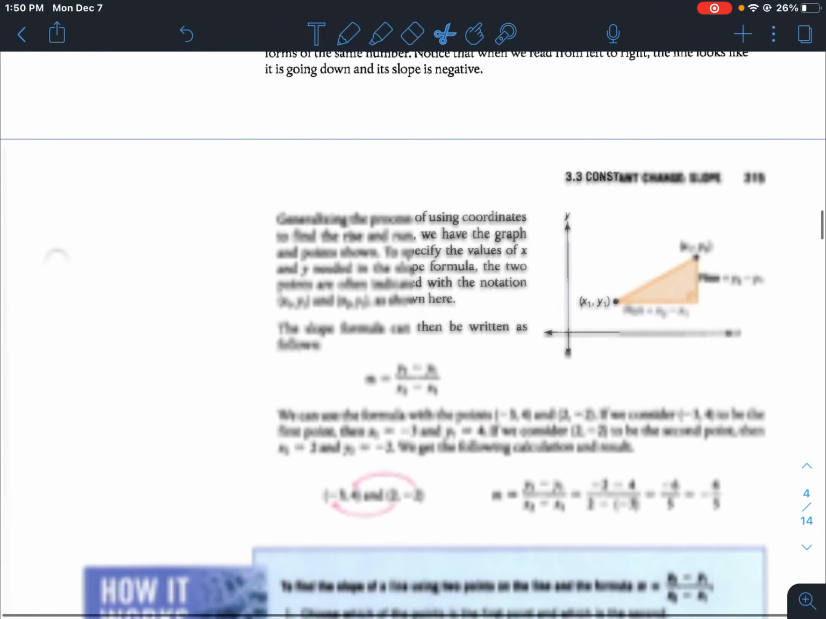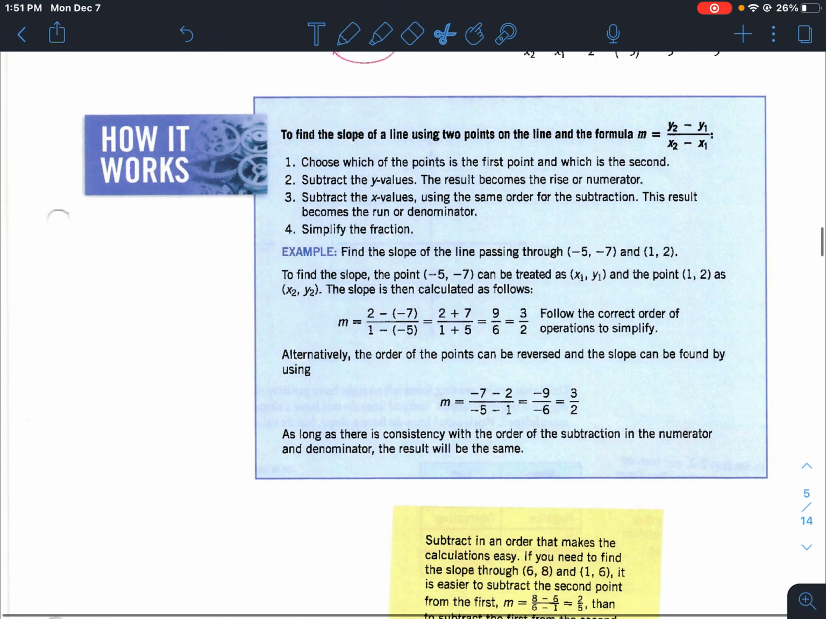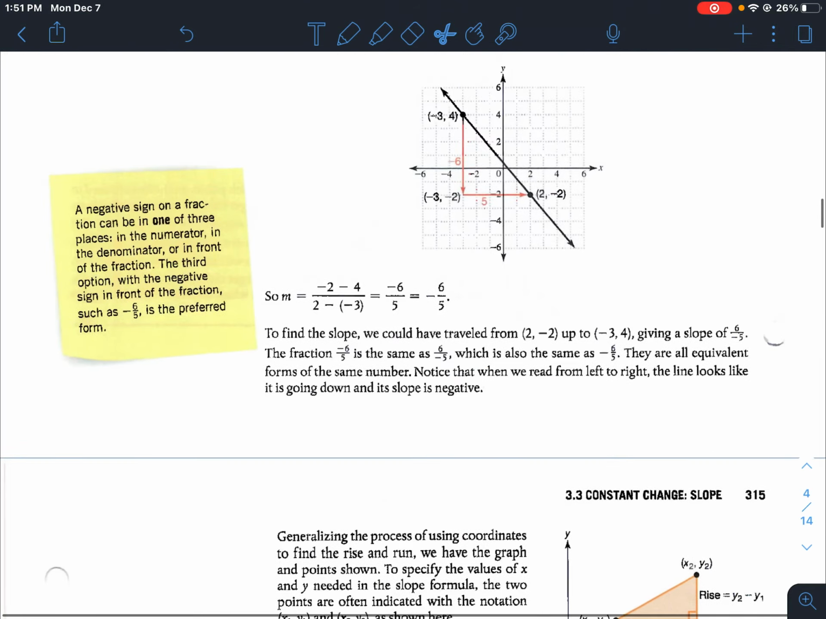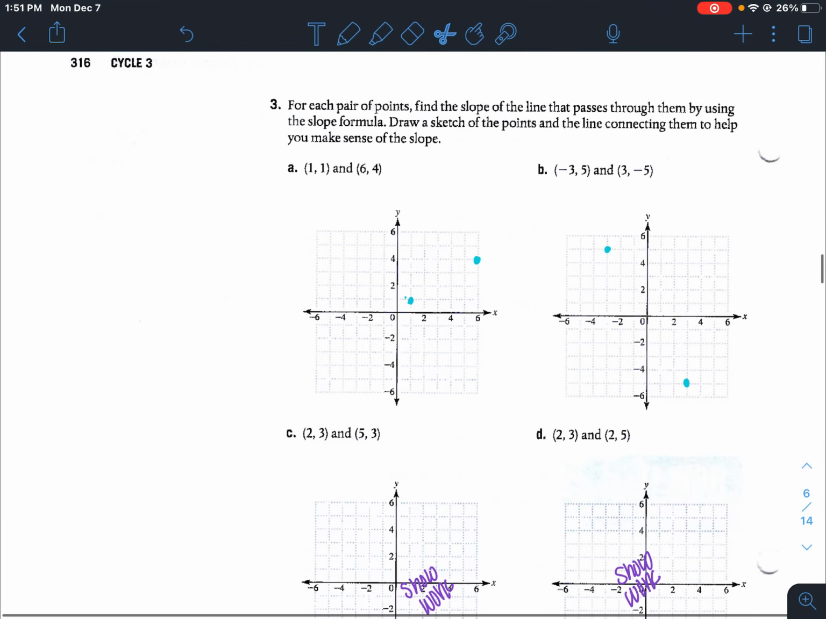The next question we're going to skip number 2, and we're going to go on to number 3. If you need an example of how to find slope, they have tons of examples here. I'm not going to go through them because my hope is that you already know how to find slope, and I don't want to waste your time. But if you need to, they're there for you.